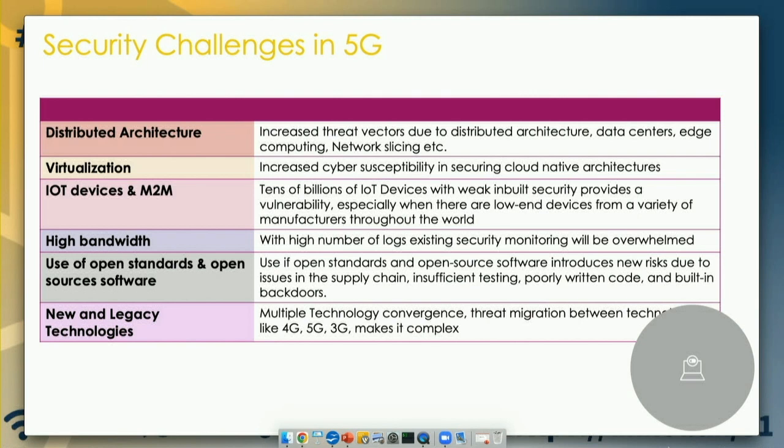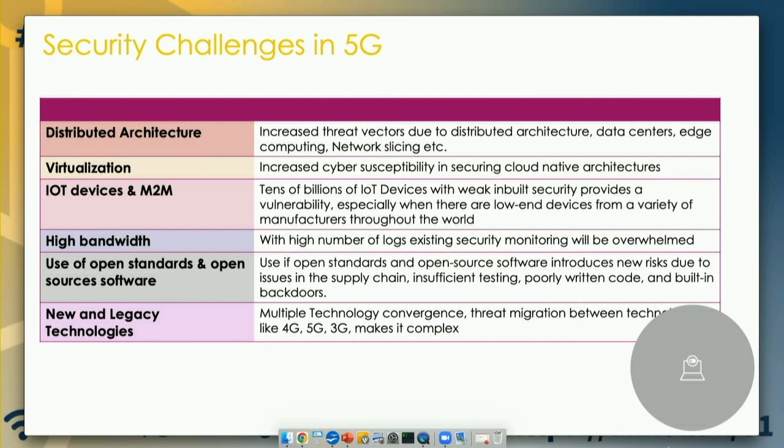The next factor will be virtualization. And virtualization is no more a proprietary solution and monolithic hardware, which was the case earlier. Being virtual, there are increased cyber susceptibilities in securing cloud-native architecture. The use of new technologies and multiple services or solutions makes it challenging.